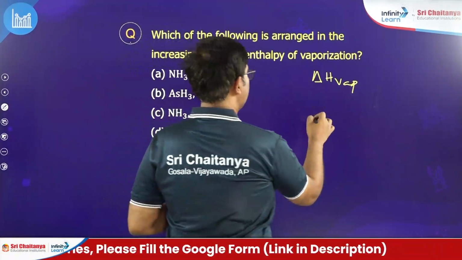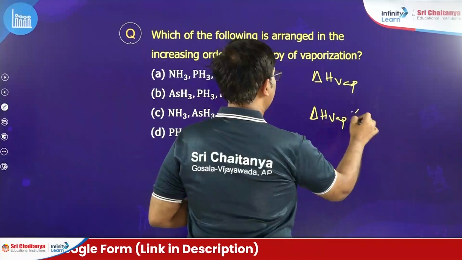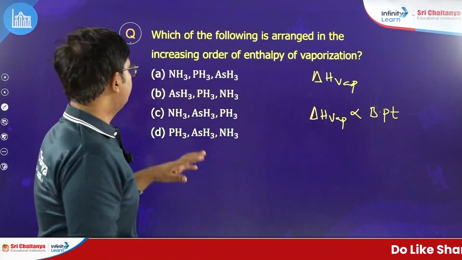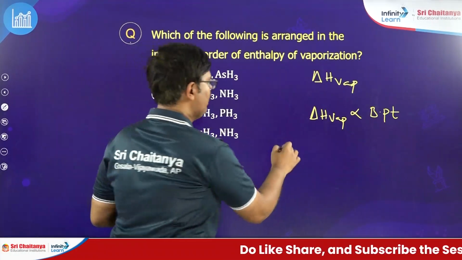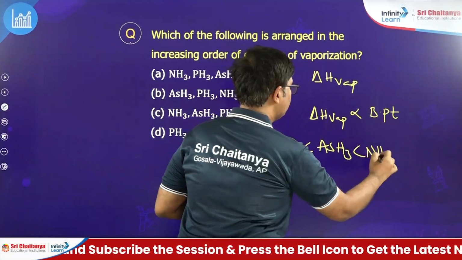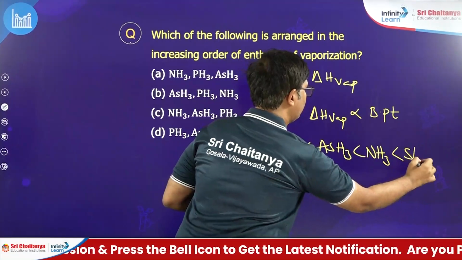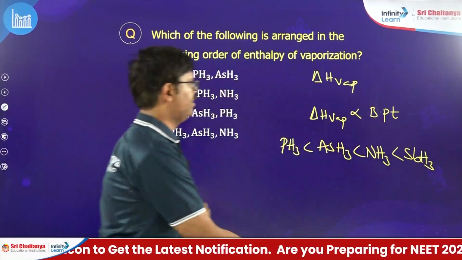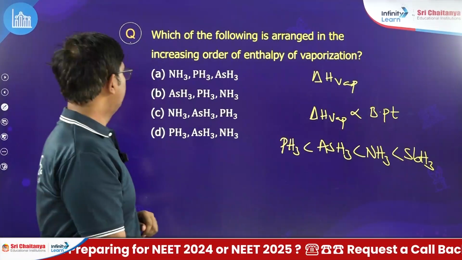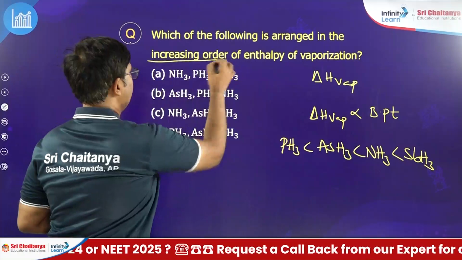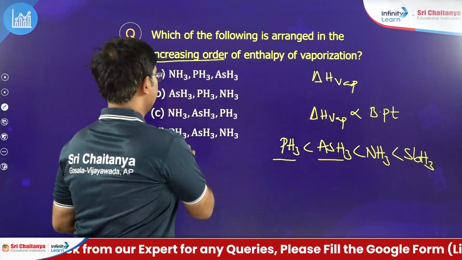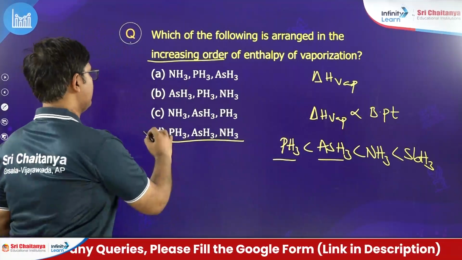So, I would say delta H vaporization is proportional to the boiling point. So we know the boiling point order already. PH3, AsH3, NH3 and antimony hydride, SbH3. So this is the boiling point order, therefore vaporization order also. So increasing order they are saying. So lowest is PH3, then comes AsH3, then comes NH3. This is the right answer.